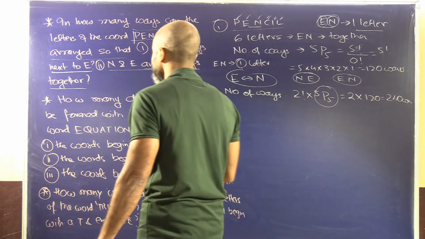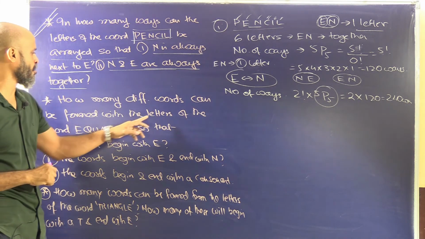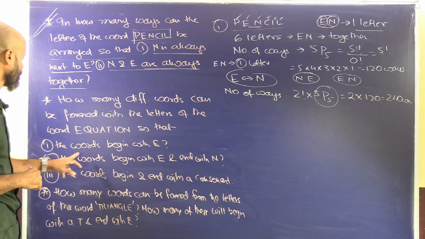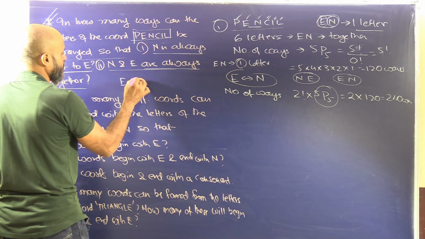Okay, so this is done. Let's move on to this one. How many different words can be formed with the letters of the word equation so that the words always begin with E? Now let's consider this word equation.